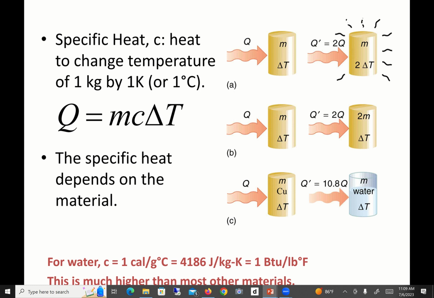For water, the specific heat is 1 calorie per gram degree C, or 4,186 joules per kilogram Kelvin or kilogram C, which is much higher than for most other materials. So that's why it takes a lot of energy to boil your water on the stove. And if you put your hand in some water, it'll either get cold very quickly or hot very quickly, because the water has a very high specific heat. It won't change compared to your hand.